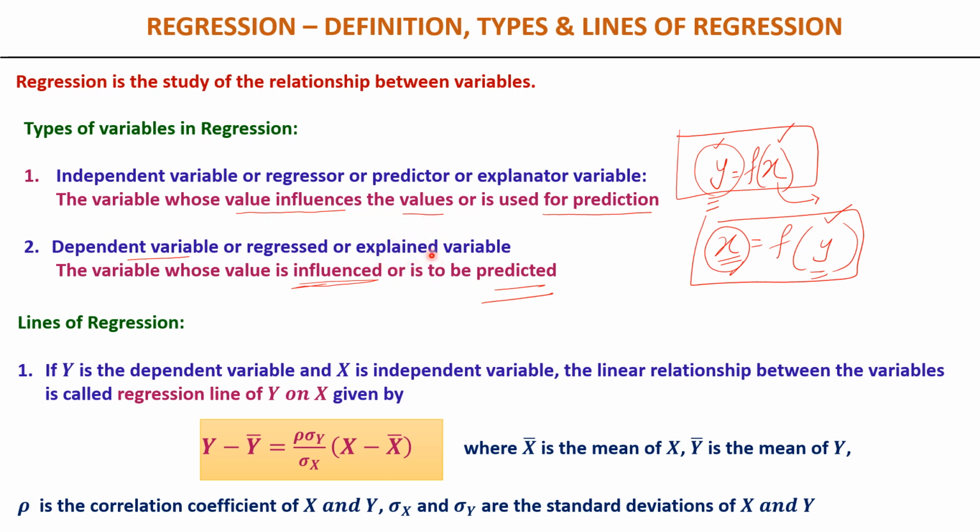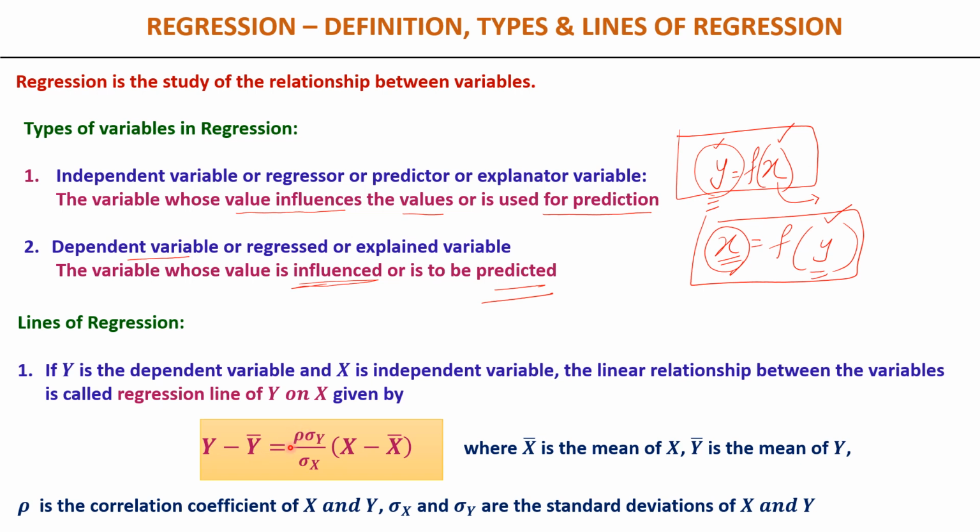Using these variables, we can derive two lines of regression. The first line of regression we are talking about is the regression line of y on x. That means if y is treated to be the dependent variable and x is the independent variable, then the linear relationship that we can develop between x and y is called the regression line of y on x. And it is given by y minus y bar is equal to rho times sigma y by sigma x into x minus x bar. Literally looking at the equation, we can easily state that it's of the form y equal to mx. Here y bar and x bar represent the means of y and x.